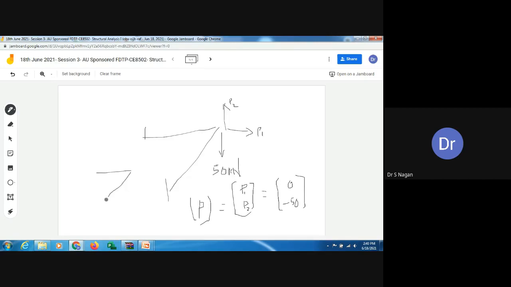Suppose in the truss, you are given a horizontal load of 10 kilonewton and a vertical load of 15 kilonewton. In this case, your P1 will be equal to 10 kilonewton because towards right is positive. If you are given a load towards left, then minus. So P1 equal to 10 kilonewton, P2 equal to minus 15 kilonewton. Like this, we can form the P matrix. Do you have any doubt in this case of trusses, how to form the P matrix?